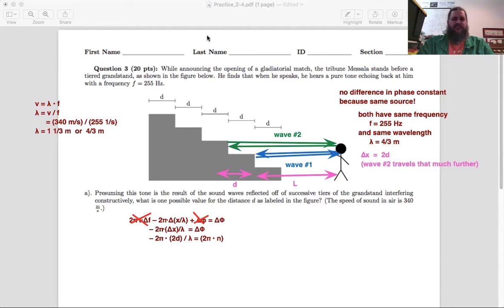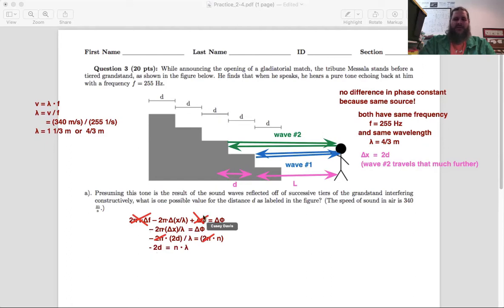Cancel out 2 pi. Yeah, we could start by dividing both sides by 2 pi, meaning we just get negative 2d over lambda equals n. And then if you multiply by lambda, you get negative 2d equals n times lambda. And this is a very important result in its own right, that the path length difference has to be a whole number of wavelengths. In general, this should be true in any situation where you're getting constructive interference and the only difference is how far the waves are traveling.